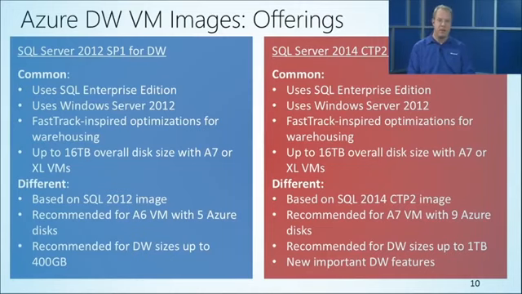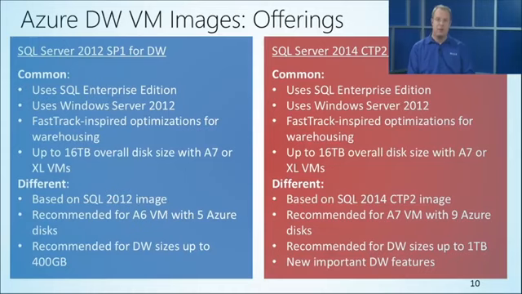Now let's talk a little bit about the SQL Server 2014 VM image as well. Obviously, it's based on the SQL Server 2014 CTP2 bits. We are recommending that for the A7 VM size and with up to 9 Azure disks. And this can take you up to 1 terabyte in terms of data warehouse sizes, and you're still within the Fast Track configuration and Fast Track best practices.